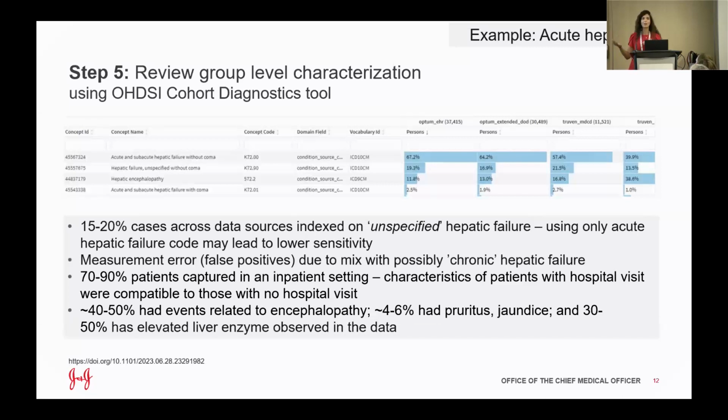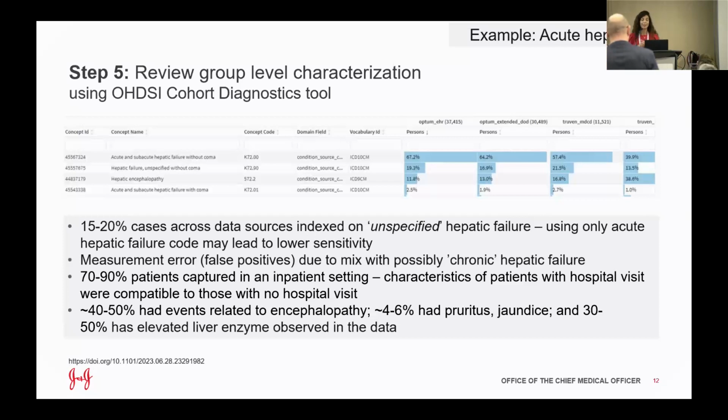Now, of course, you can remove that code and get down by 20%, but that also means that you maybe lost your sensitivity by 20% if those causes are true acute hepatic failure. So that gives you an idea of the boundaries of your measurement error depending on the decision you make in your code list. So that's a very nice tool that allows you to do that.